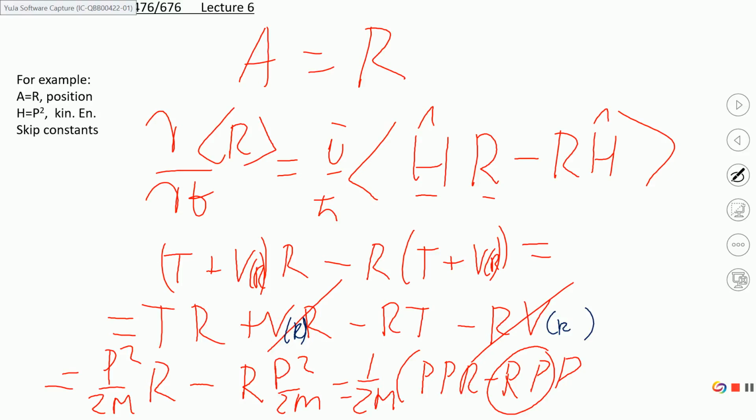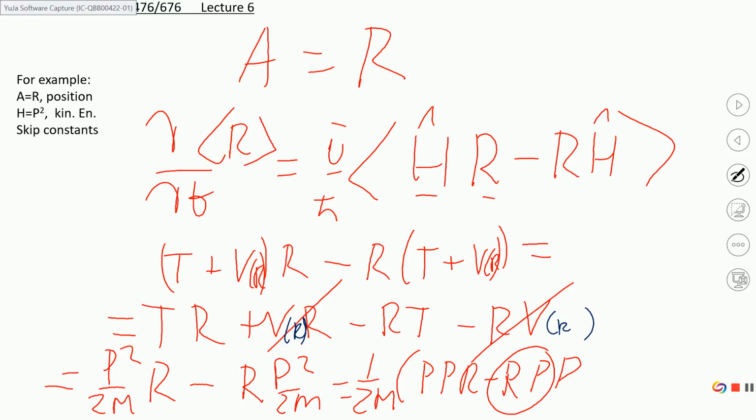It is not like the gas constant in temperature. No. Just avoiding ambiguity. Now, kinetic energy is momentum squared. So we need momentum squared times R minus position times momentum squared. So we have PPR minus RPP.